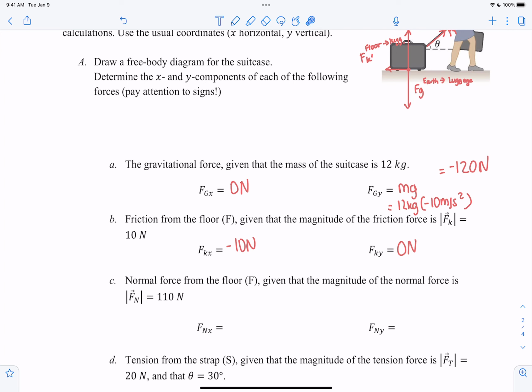10 newtons was in the problem here. They said friction from the floor, given that the magnitude of the friction force is 10 newtons. Yep. So yeah, negative 10 newtons.